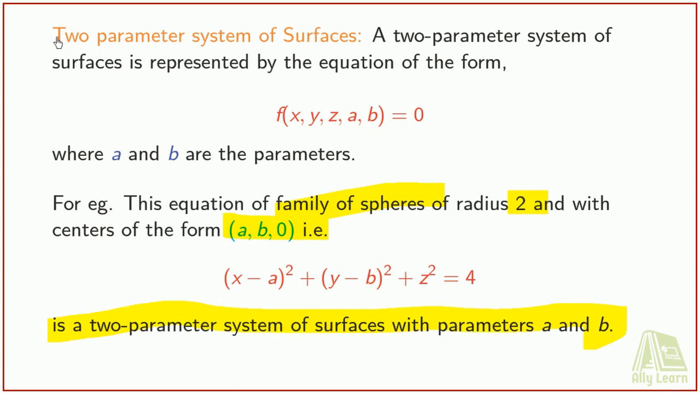So with this we end the surfaces section, and now in the coming videos we will be calculating the partial differential equation of a two-parameter system of surfaces, that is, of expressions like f of x, y, z, a, b equals 0. We will calculate the partial differential equation of these types of expressions in our coming videos.